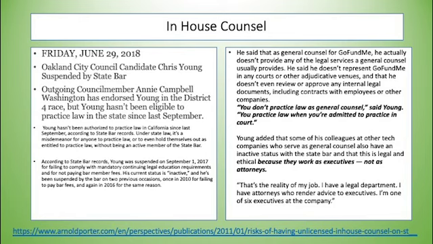Young added that some of his colleagues at other tech companies who serve as general counsel also have an inactive status with the state bar, and this is legal because they work as executives, not as attorneys. "That's the reality of my job. I have a legal department. I have attorneys who render advice to executives. I'm one of 6 executives of the company."